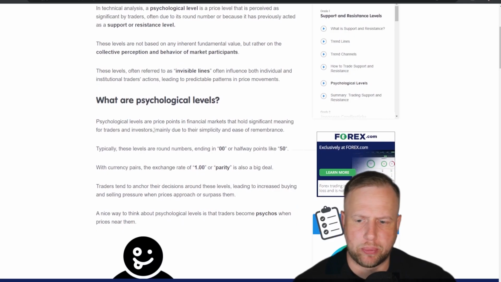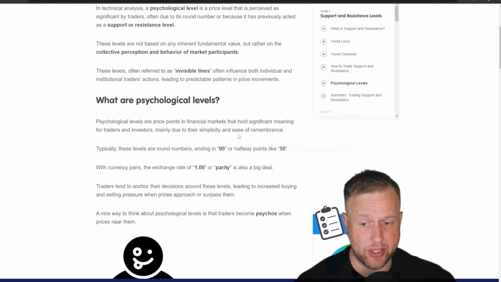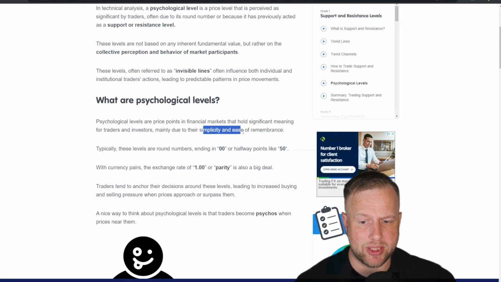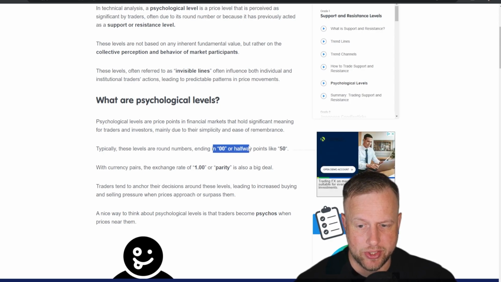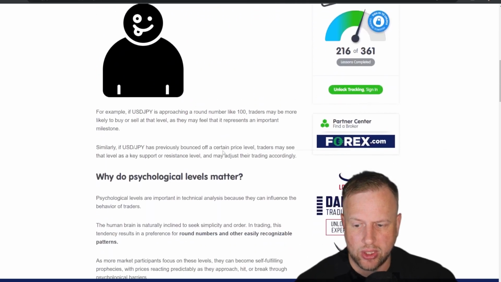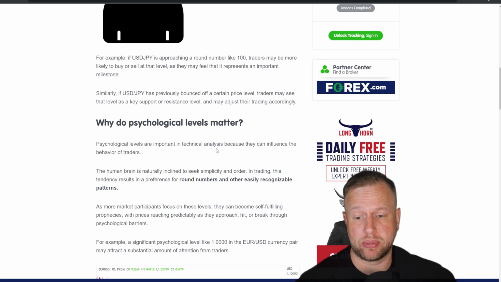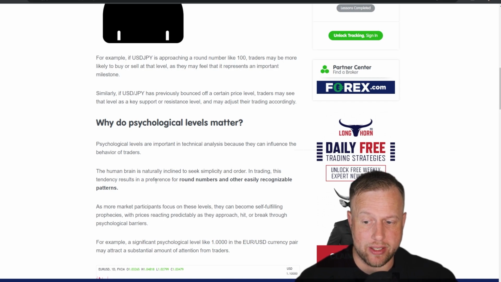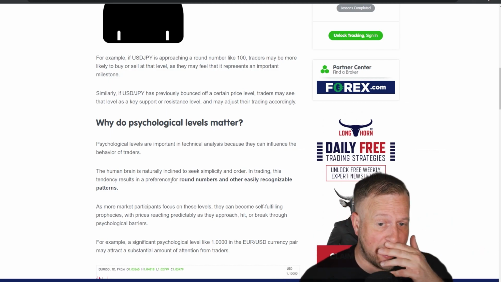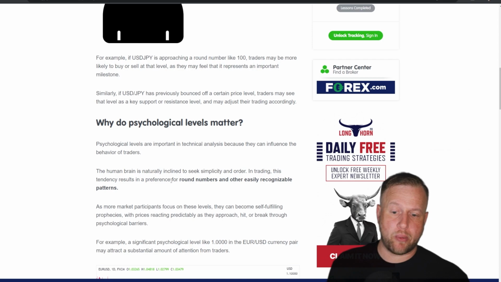So they reveal price points in financial markets that hold significant meaning for traders and investors, mainly due to their simplicity and ease of remembrance. Zeros, 1.0. This is just psychology, right? Why do psychological levels matter? They are important because they can influence the behavior of traders. The human brain is naturally inclined to seek simplicity and order. In trading, this tendency results in a preference for round numbers and other easily recognizable patterns. So we're not just talking numbers, we're talking easily recognizable patterns.